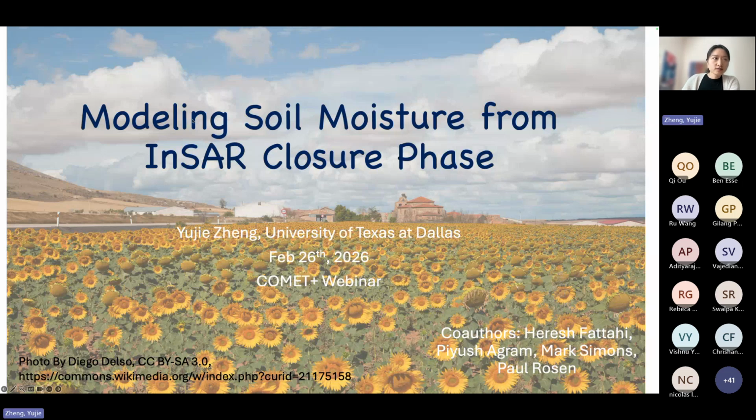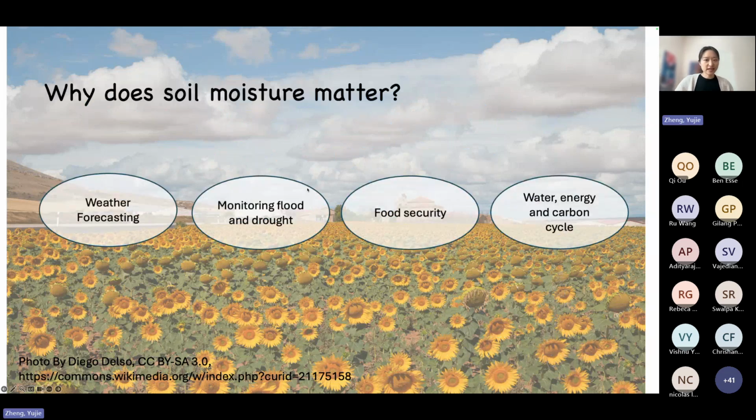So let's begin with some bigger picture, broader context. Why does soil moisture matter? Well, soil moisture is a key state variable in the Earth system. It controls how water partitions between runoff, infiltration, and evapotranspiration. As a result, it has direct influence on weather forecasting. It is a key variable or indicator for flood and drought, and it regulates agricultural productivity and hence is very important for food security. And because soil is the interface between the land and the atmosphere, it also regulates the coupling between water, energy, and the carbon cycle.